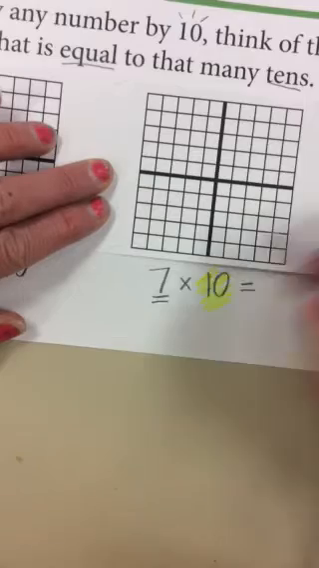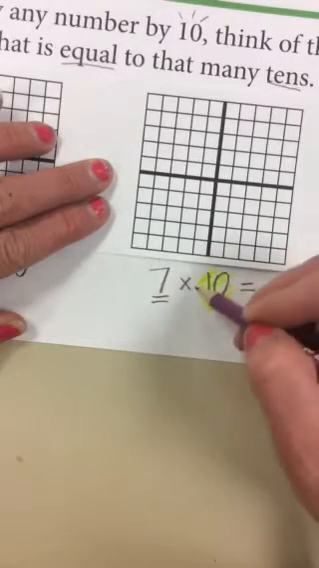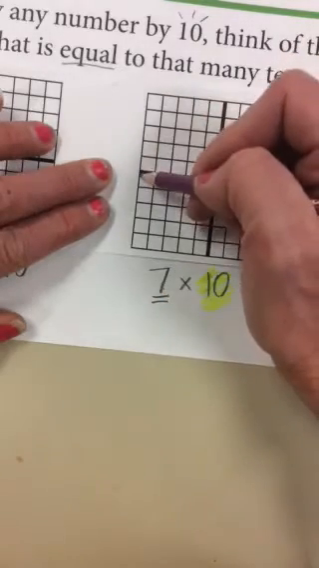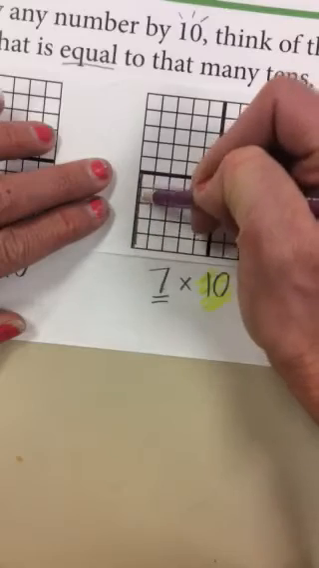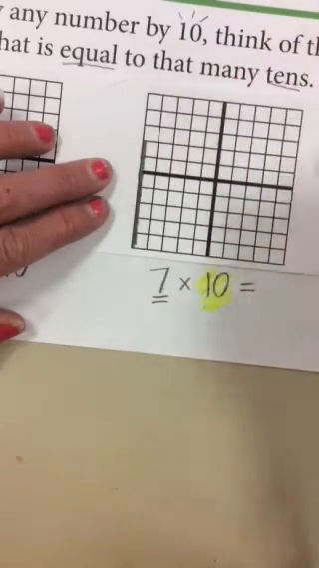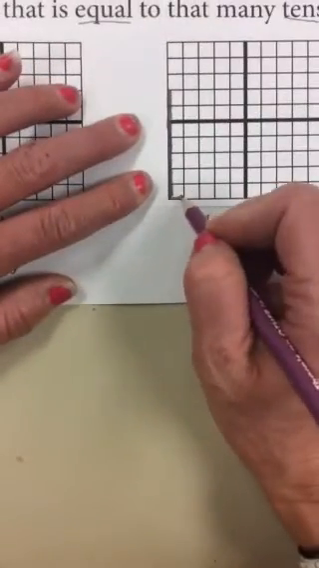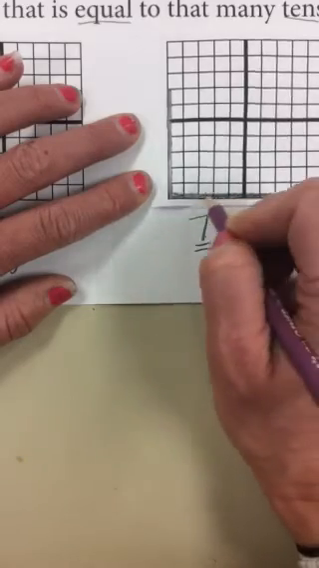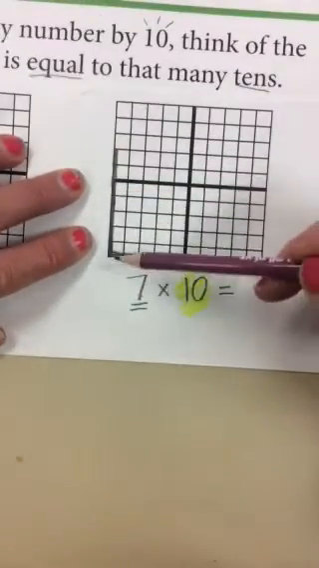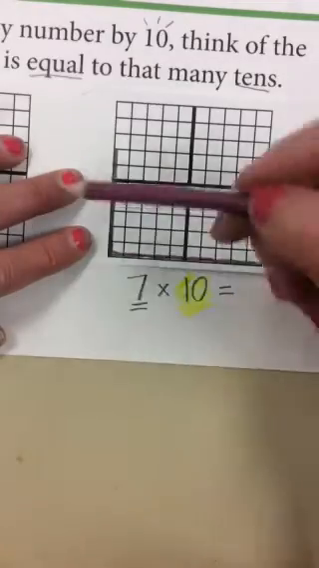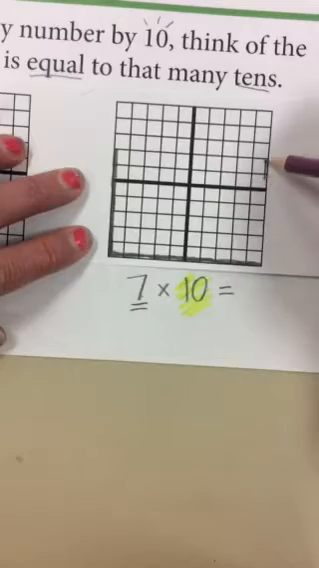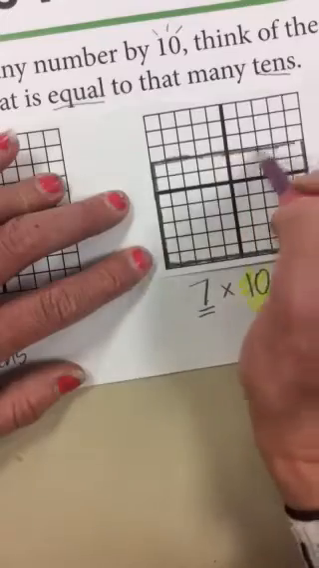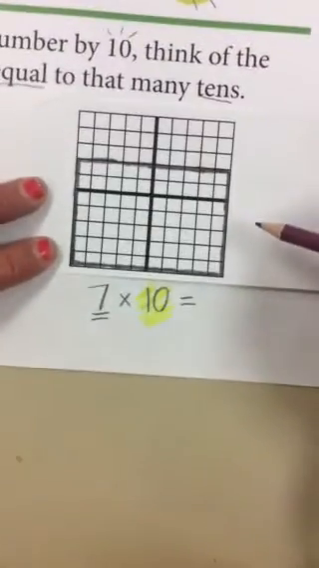Okay, so we need to draw 7 rows of 10. 7 rows by 10 columns. So I'm going to go 5 rows, 6, 7. So there's 7 rows by 10. Whoa. 10 columns. Okay, so I have my 10 columns and my 7 rows. Now I'm going to shade in the outline, just outlining my array.